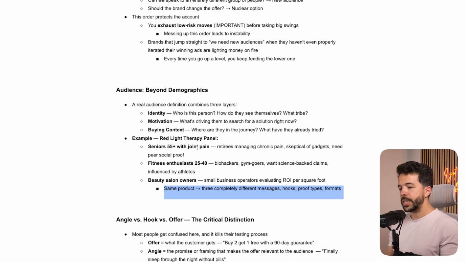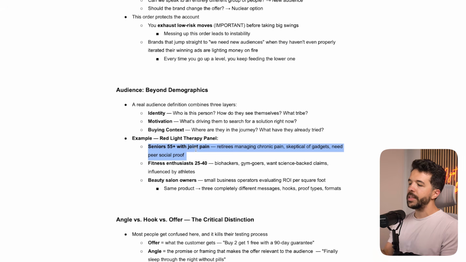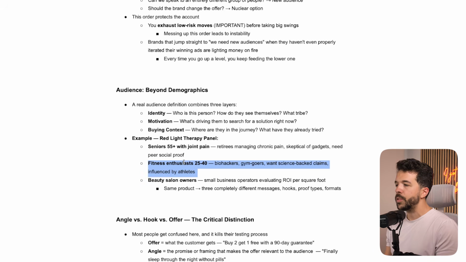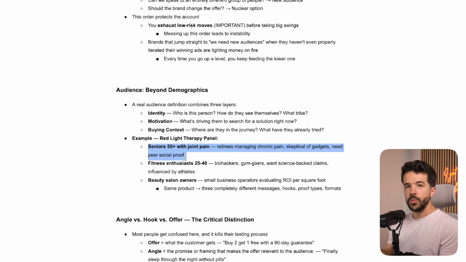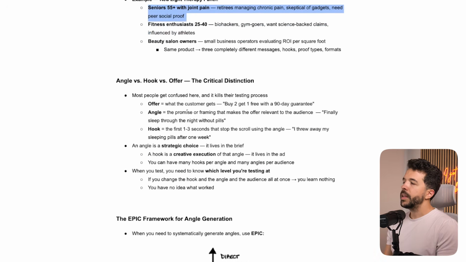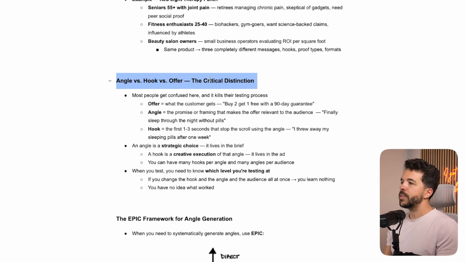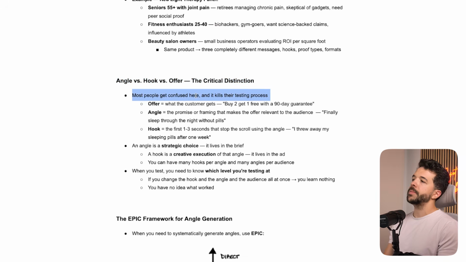As I said before, creative strategy is the prioritization of the next most impactful move. And in this case, you need to understand when it is the most impactful move to go from seniors 55 plus to fitness enthusiasts, from this to beauty salons. And you always want to exhaust the previous one before moving on to the next one. Let's make a critical distinction here as well. I don't think you need this specifically, but just in case, since many people get confused, I want to make sure that we don't mess that up.